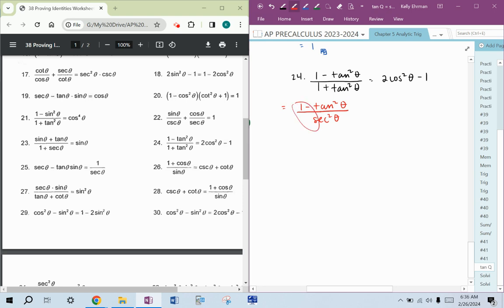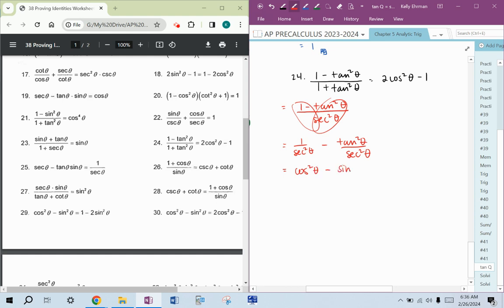Or I like to use the Hart method, which just says you're allowed to divide every term in the top by this monomial common denominator here. 1 over secant squared theta minus tangent squared theta over secant squared theta. And let's rewrite this. So 1 over secant squared theta is just cosine squared theta. And let's work on this.